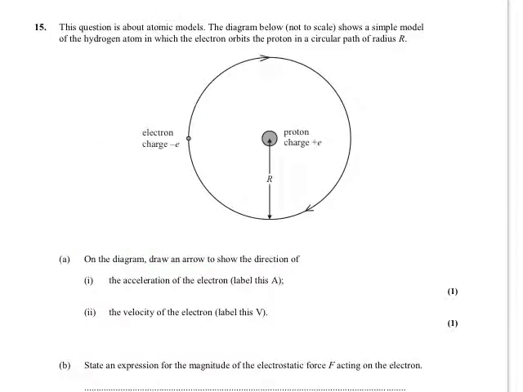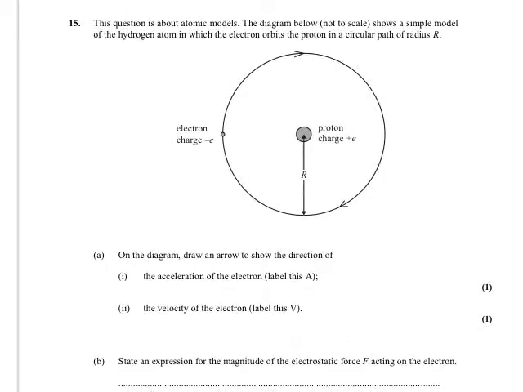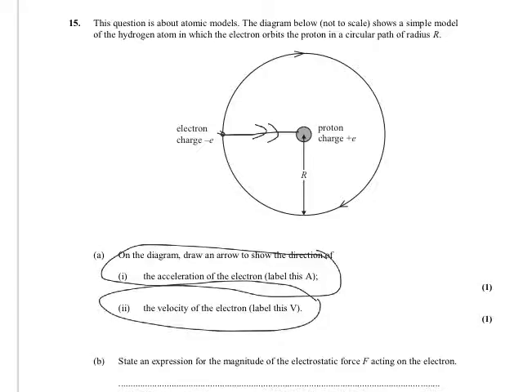This question is about an atomic model. The diagram below shows a simple model of a hydrogen atom in which an electron orbits in a circular path. On the diagram, show the acceleration. Now this is a really common question. The acceleration is the same as the force in circular motion. The acceleration is always to the center. How do we draw the velocity? The velocity is at a tangent to the motion. So it's like that. So that would be v and that would be a.